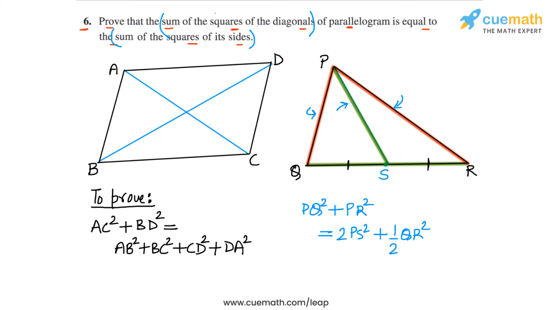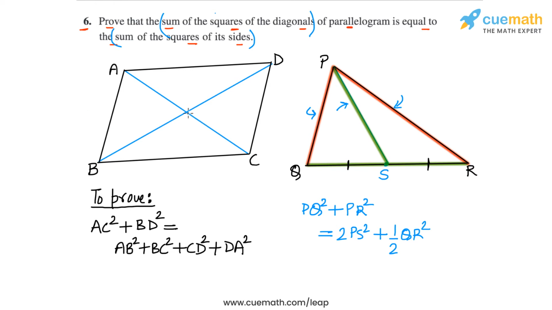So what we are going to do now is apply this result to triangles. So observe the figure carefully. I am highlighting some triangles in the figure on the left. So we'll apply this result to triangle ABD, then to triangle ABC, then to triangle BCD, and then to triangle ACD. So we will apply this result from the previous question to these four triangles that I highlighted. Okay, so let's begin.